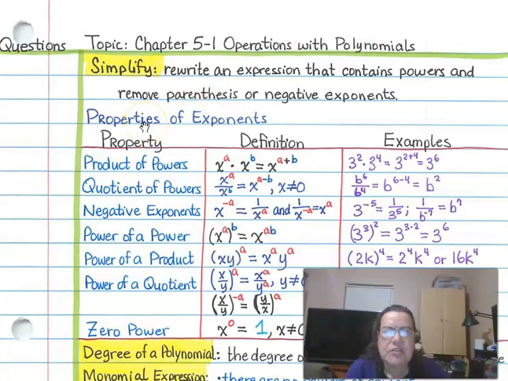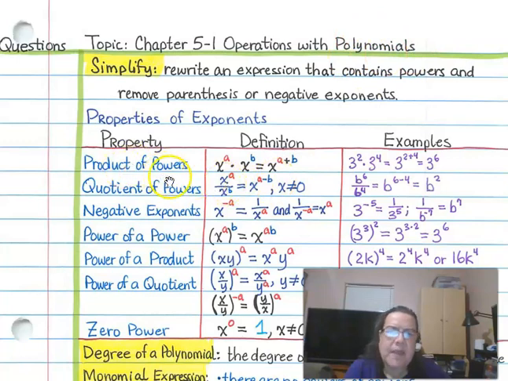Well, first let's look at the properties of the exponents that we're going to be dealing with. There are some properties we're going to have to follow to be able to do these type of questions. Some of these you already have been exposed to in Algebra 1. So we're just going to continue with that, have a quick review, and then move on with some operations with the polynomials. So here we go.